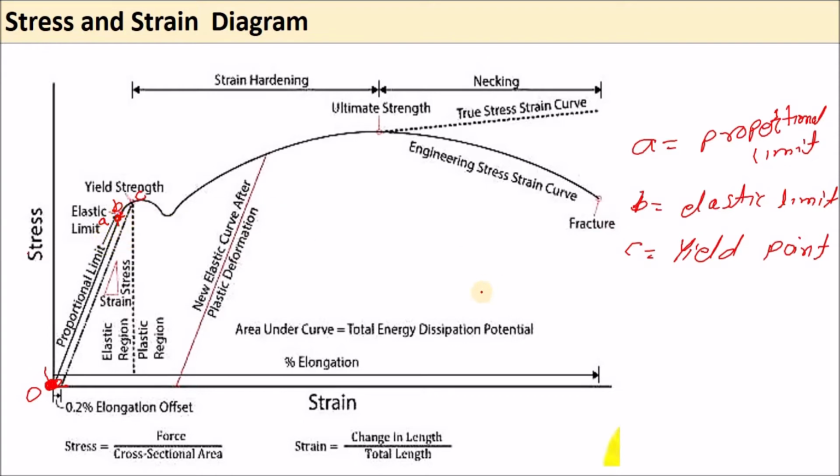After the elastic limit, it becomes the plastic region. Up to the elastic limit, we can say it is the elastic region, where the body can regain its original shape. After that, if we apply some load beyond the elastic limit, the body cannot regain its original shape, and the plastic region starts. Okay. So up to the yield point, stress will increase with strain.